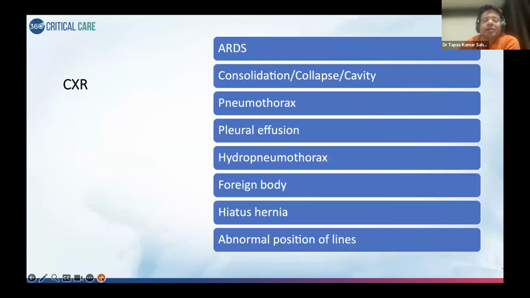Now, I will not take much time because chest X-rays and ultrasound are very self-explanatory. So I will just show you how you should answer in your exam rather than the theory part in detail. From the chest X-ray, the most frequent domains that get asked are ARDS, consolidation, collapse, cavity, pneumothorax, pleural effusion, hydropneumothorax, foreign body, hiatus hernia, and abnormal position of lines.